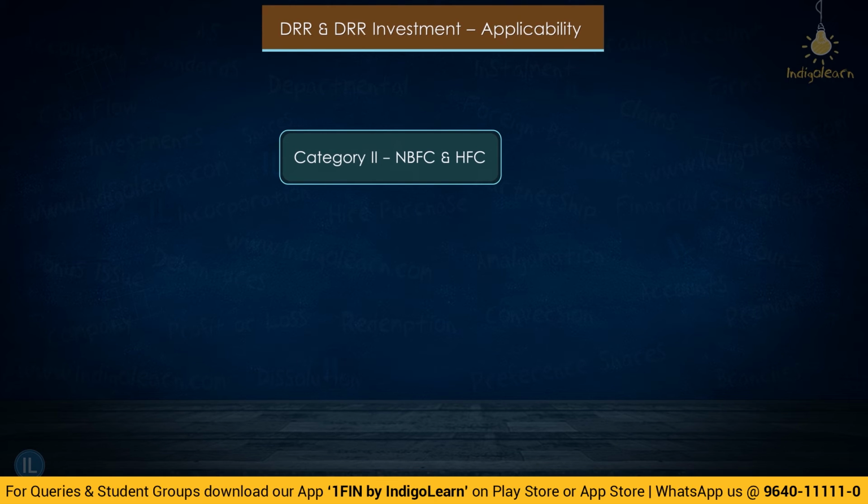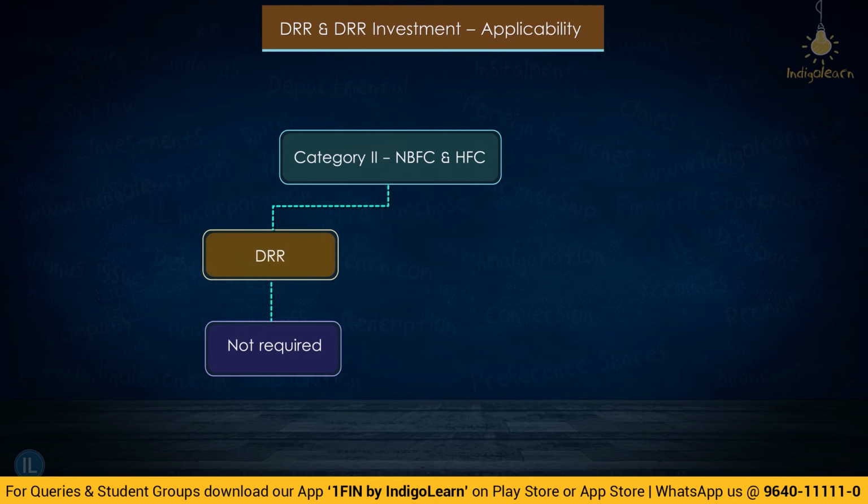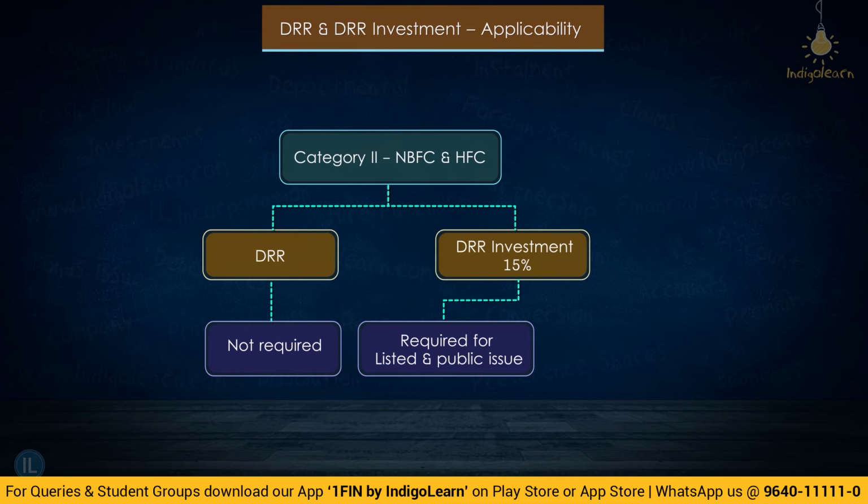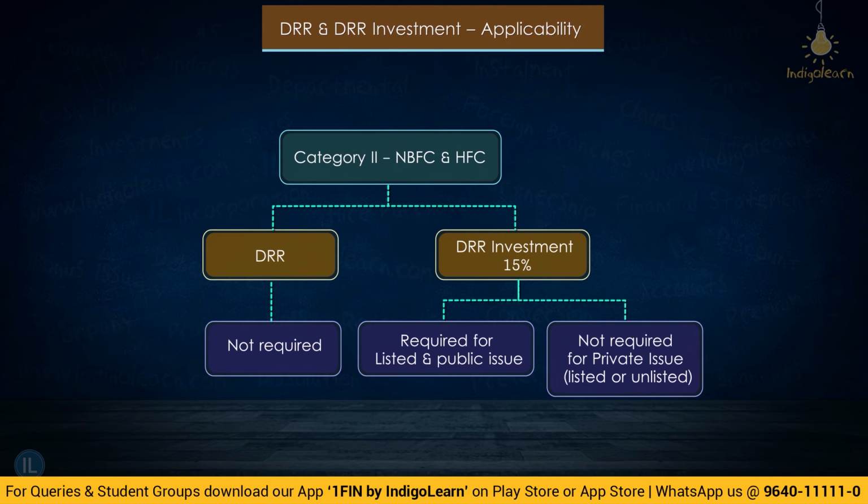Again here, DRR is not needed. The investments in specified securities are needed if they are making a public issue, which means in that case they are also listed. So if they are listed and making a public issue, the 15% investment requirement is applicable. But if they are making a private placement, whether a listed one making a private placement or an unlisted one making a private placement, in that case there is no requirement for investments in specified securities.